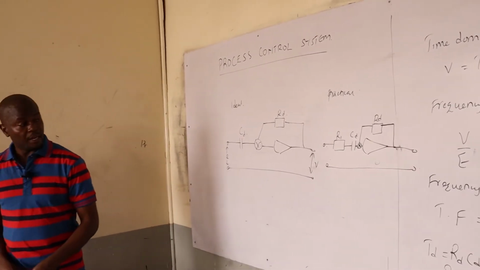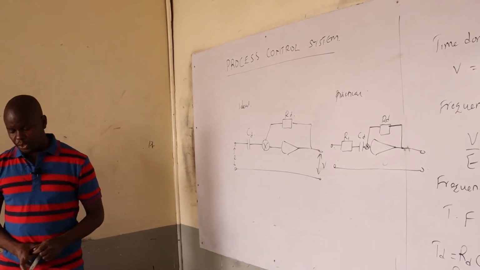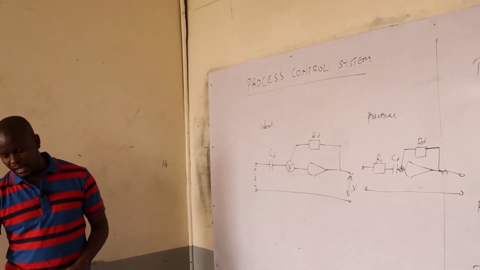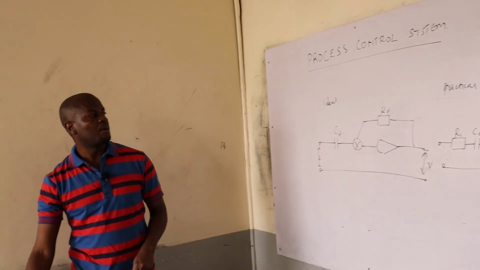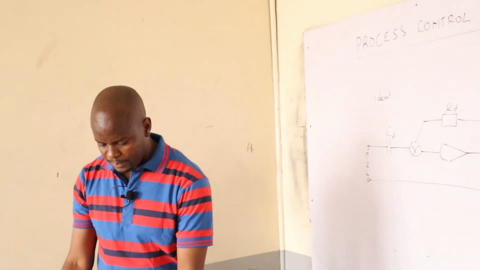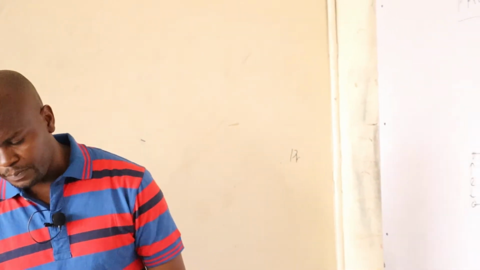So now we can start by looking at the combinations. We are going to look at the combinations of proportional plus derivative, proportional plus integral, and again the proportional plus integral plus derivative, that is commonly known as the PID controllers. So let's start by looking at the first case, that is the proportional plus integral.